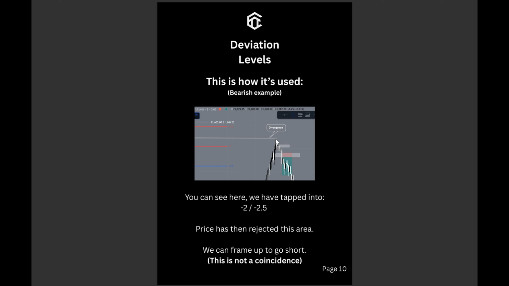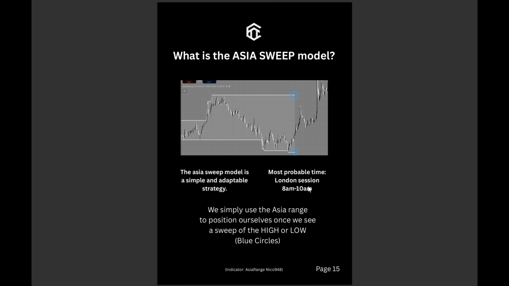Price ended up tapping into this area here. We've then created a divergence, respected this gap, inversed this gap with strong momentum, and we've managed to go short. Deviation levels are very strong confluences that the market is likely to reverse at these specific areas. It will take a little bit of practice, but once you get the hang of it, you can kind of see them with your naked eye. So with that being said, we're going to get into a slight trade breakdown.